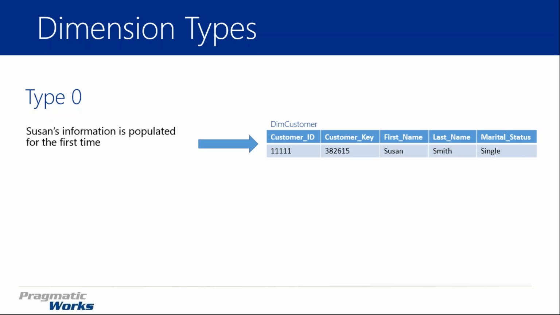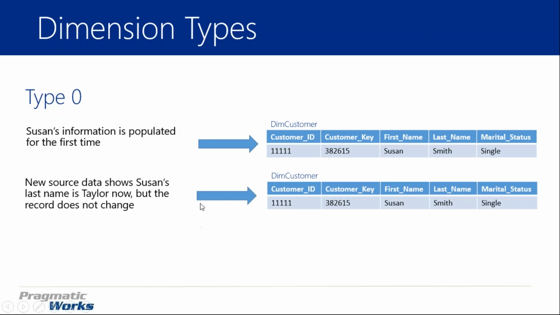Okay. So let's walk through each of these dimension types in detail and walk through a quick example. So this is a type 0. Susan's information is populated in the dimension for the first time. We pull the data in from the transactional system and we insert a record into our dimension. And then Susan calls up our call center and says, hey, I changed my name to Taylor, I got married, I'm really excited about it. Please go ahead and change my name in your system so when you ship stuff to my address, it has the correct name on it.